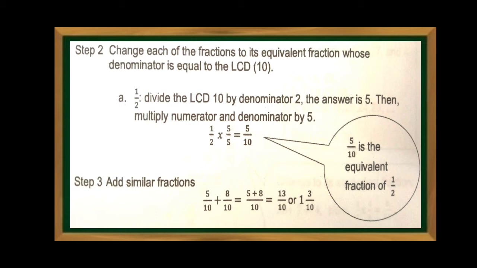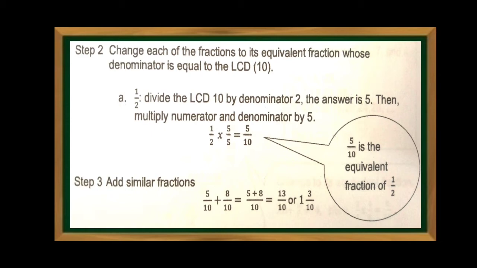10. Okay, so 1/2, divide the LCD 10 by the denominator 2. The answer is 5. Then multiply numerator and denominator by 5. So here is the illustration. So 1/2 times 5 over 5 equals 5 over 10. So 5/10 is the equivalent fraction of 1/2.